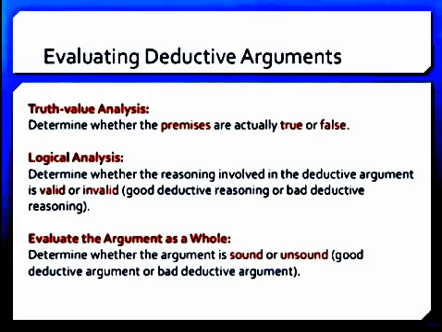Now remember, there is a difference between a deductive argument and a valid deductive argument. A deductive argument is one in which it is the intent of the author that if the premises were true, the conclusion would definitely follow. Or, in other words, it is the intent of the author that if the premises were true, it is impossible for the conclusion to be false. Or, it is the intent of the author that the premises provide definite support for the truth of the conclusion.